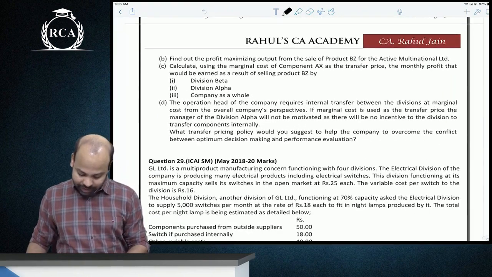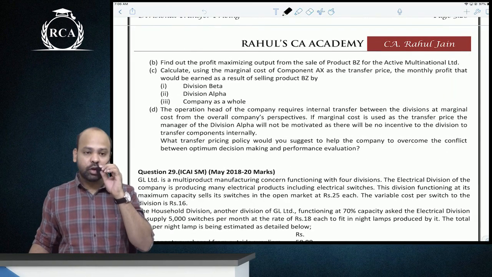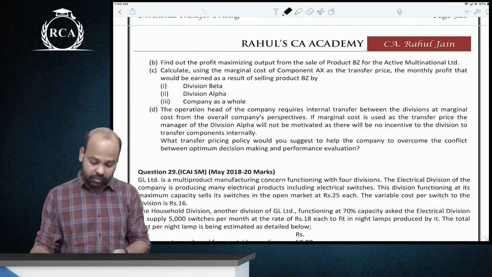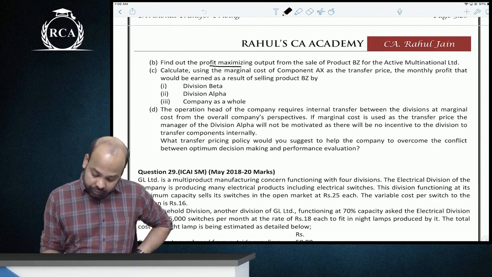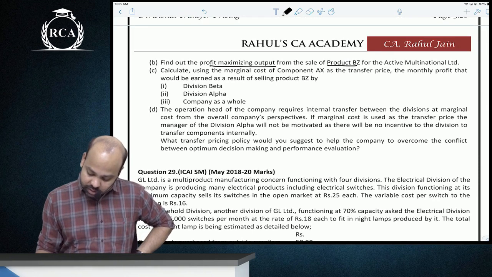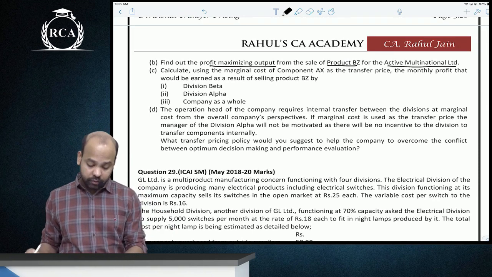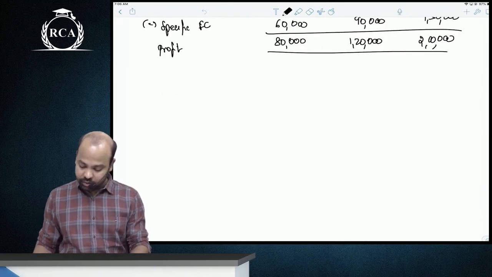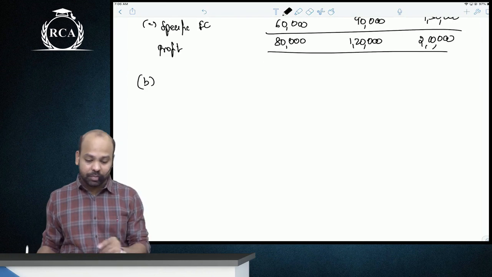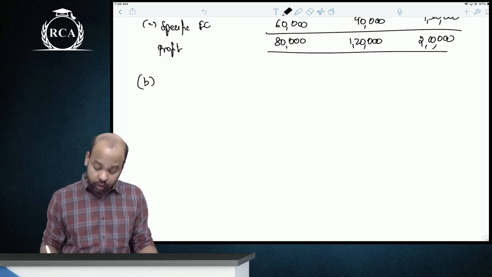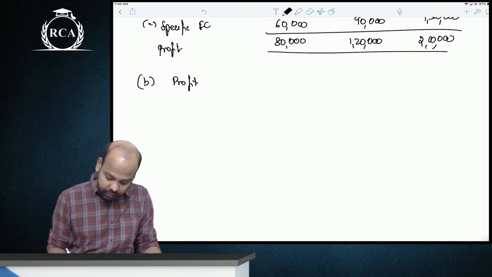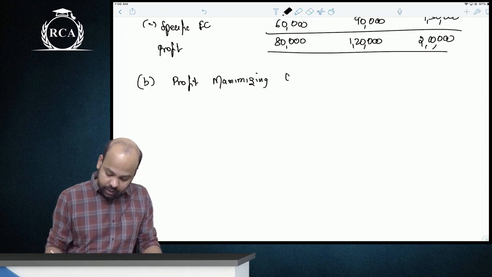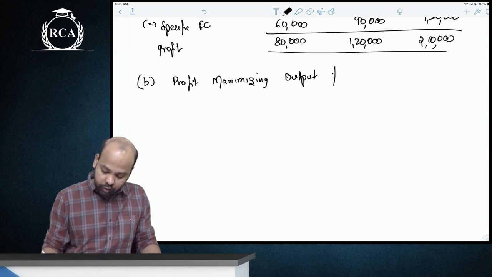Let us look at the second bit of the question, guys. It says, find out the profit maximizing output from the sale of product BZ for the active multinational limited. Profit maximizing output from the sale of products BZ for the company, guys. Be careful, guys, whatever we are reading. Find out the profit maximizing output from the viewpoint of company.